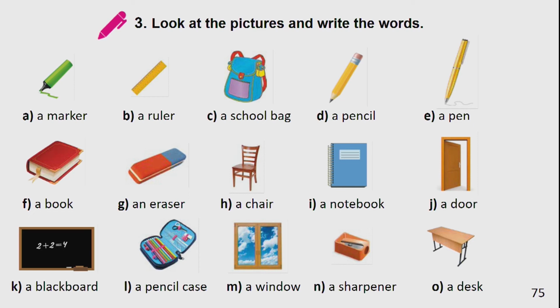A, a marker. B, a ruler. C, a school bag. D, a pencil. E, a pen. F, a book. G, an eraser. H, a chair. I, a notebook. J, a door. K, a blackboard. L, a pencil case. M, a window. N, a sharpener. O, a desk.